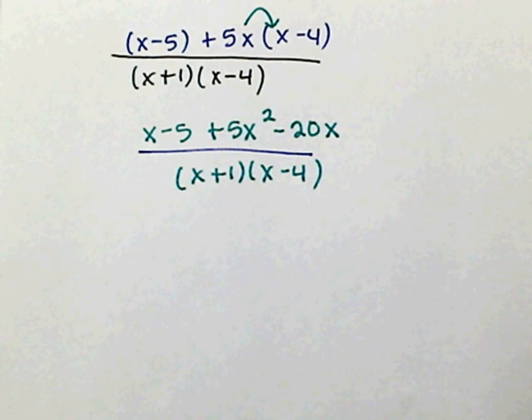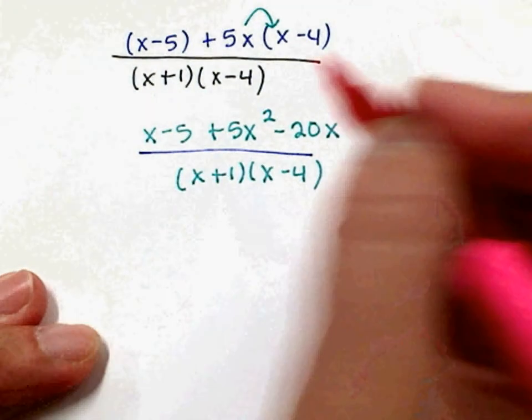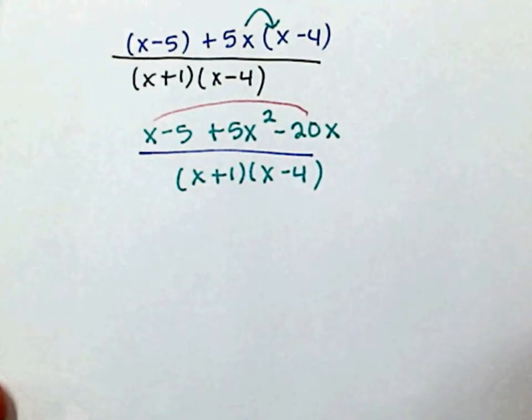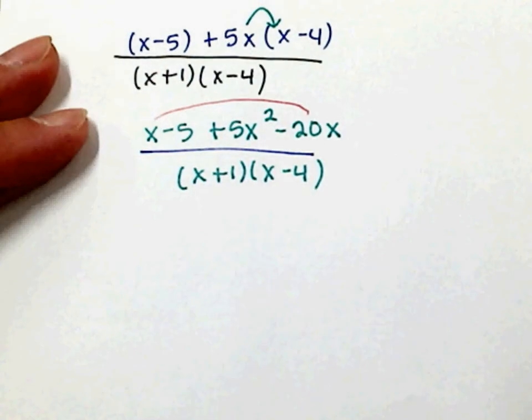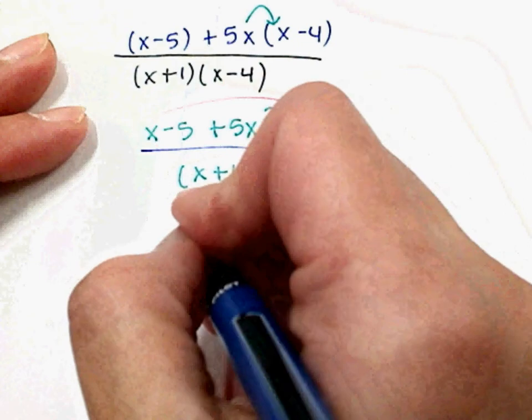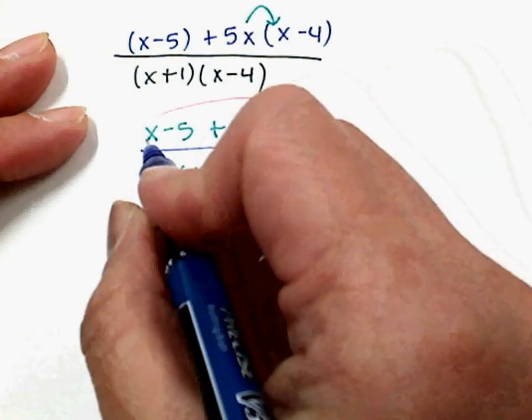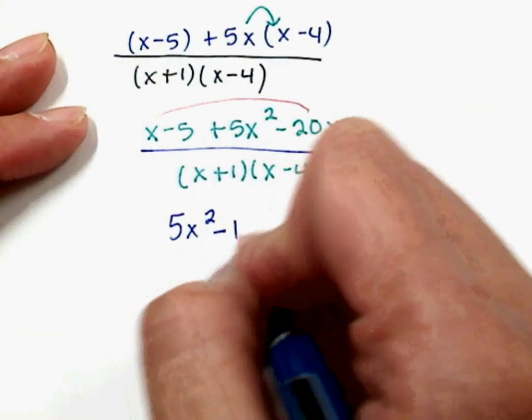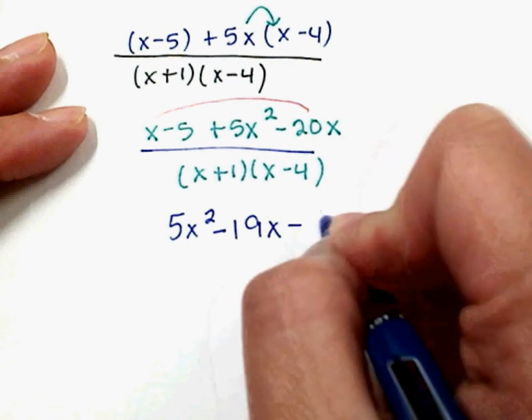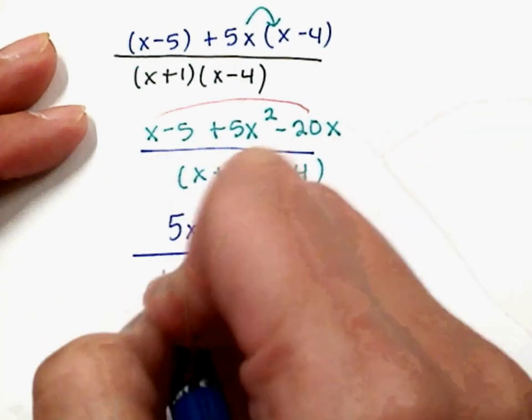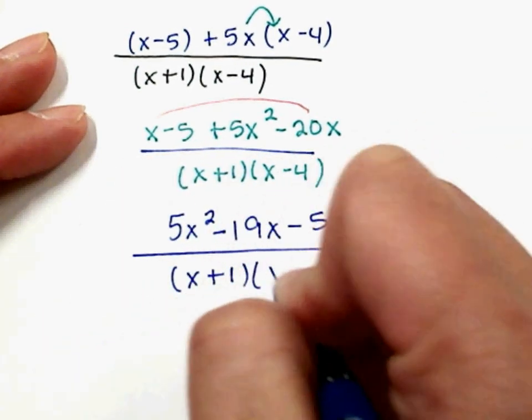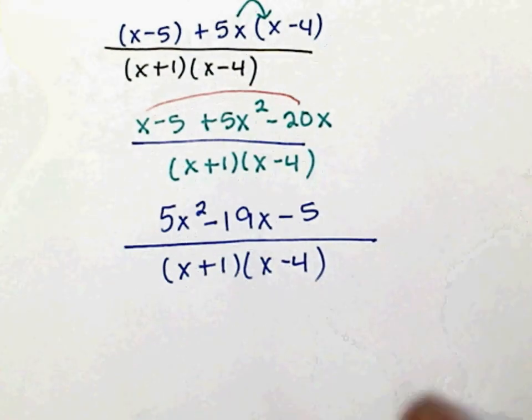Add like terms. The only two I see alike are these two. Is that correct? All right. So now I have, let's write your 5x squared. What is 1 minus 20? -19x minus 5. All of it over x plus 1 times x minus 4. Good? Have questions? Make sure you ask me.